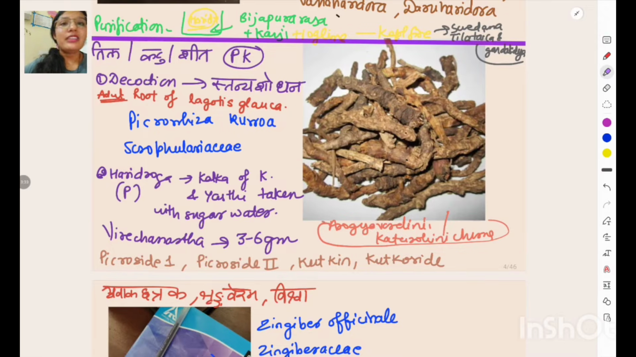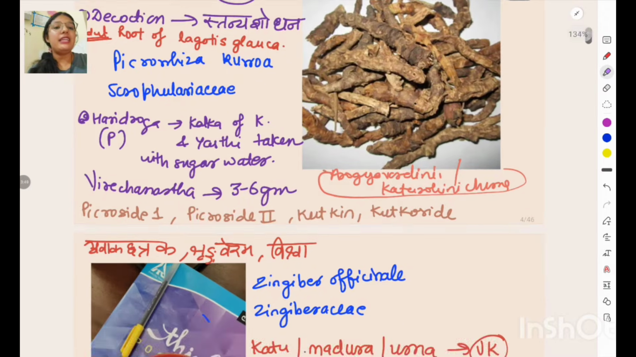But Arogya Vardhani is one of the important formulations that is given in R&B, and 22 parts of the ingredients is our Katuki. For Virechana purpose, we have to take it 3 to 6 grams. So if you have to take Katuki as a Shamana, you have to give a lesser dose than 3 grams.